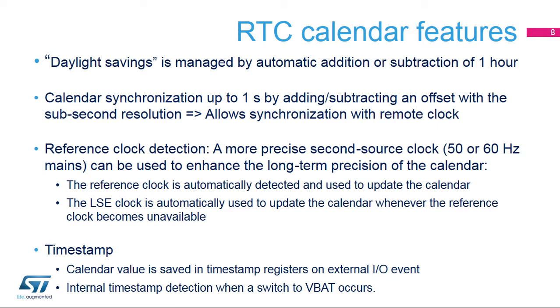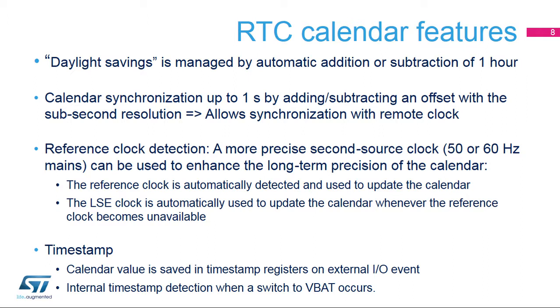This slide presents the main calendar features. Daylight savings can be managed by software with automatic one-hour addition or subtraction. It is possible to synchronize the RTC clock to a remote clock by adding or subtracting an offset to the sub-second register on the fly with CKAPRE clock resolution. This feature is commonly used in RF applications. A reference clock, mains at 50 or 60 Hz, can be used to enhance long-term calendar precision.